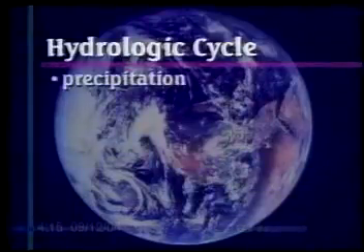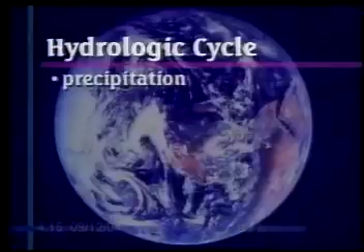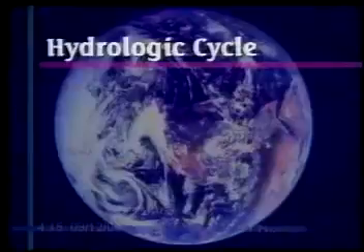So from condensation, it forms little water droplets, and then from there, those droplets fall to the earth, which is precipitation. All right. Now, there are some areas that rarely receive rain, but they're able to support vegetation just through mist and dew. All right.